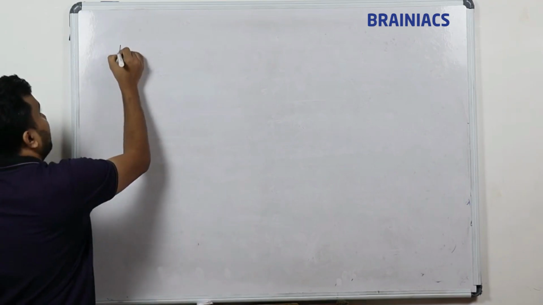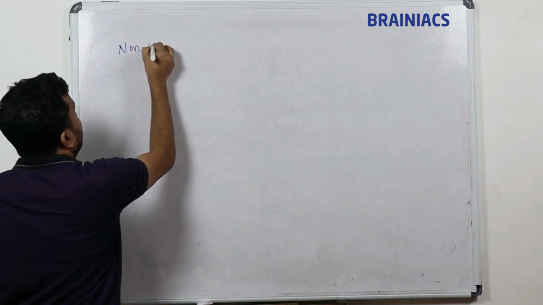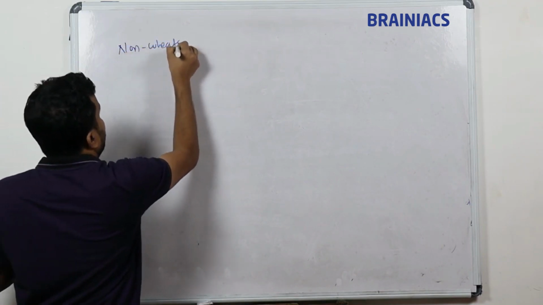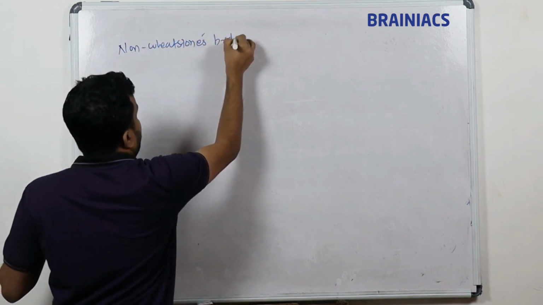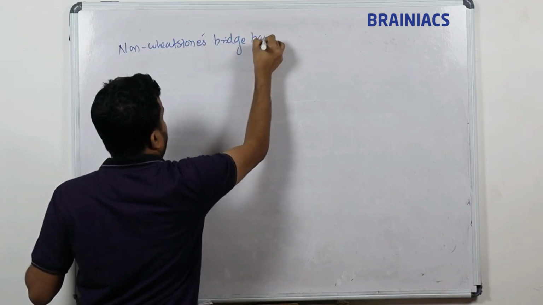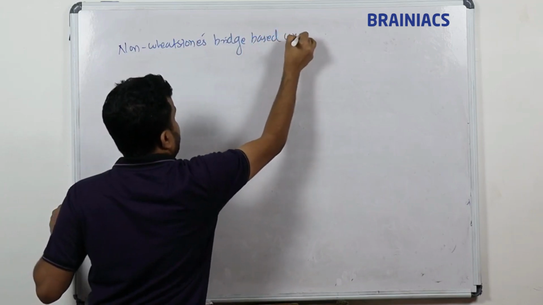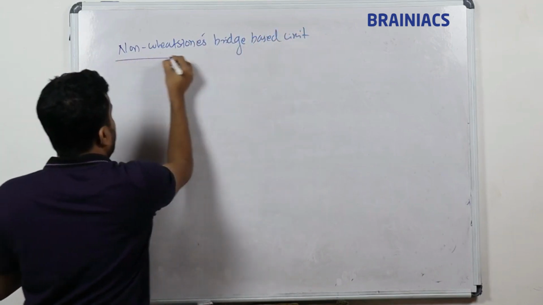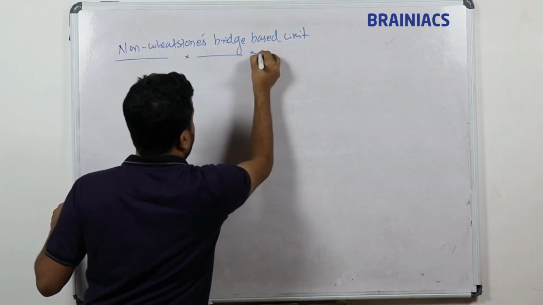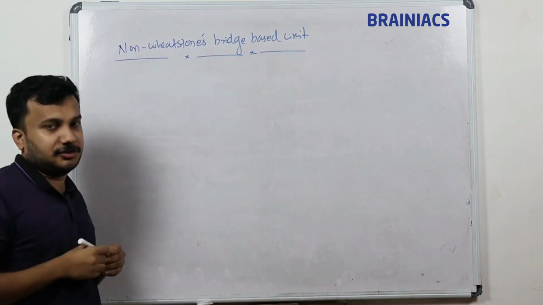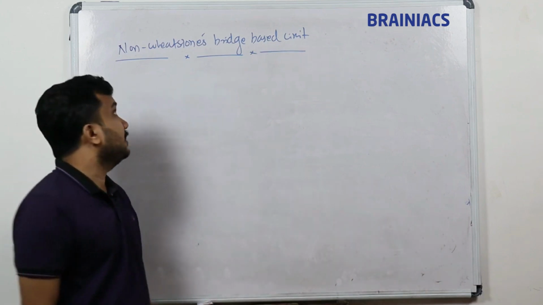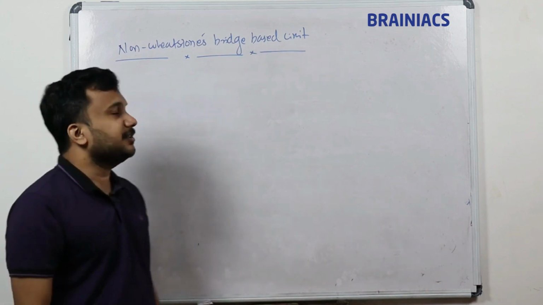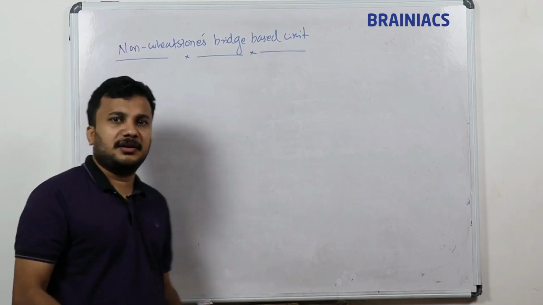You can write a heading: non-Wheatstone's bridge based circuit. Whatever I am going to tell you here, you can apply for the current electricity chapter also. So let's see the non-Wheatstone's bridge based circuit. What is called a Wheatstone's bridge?